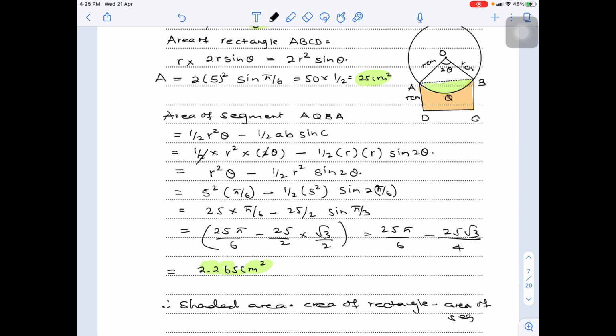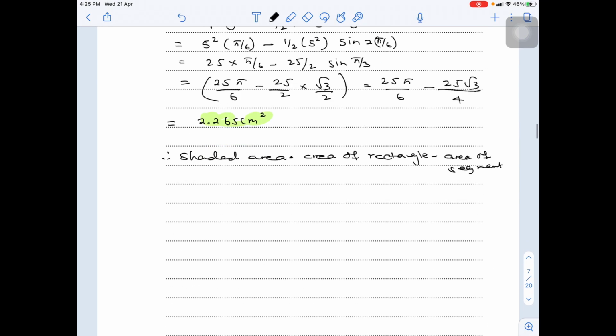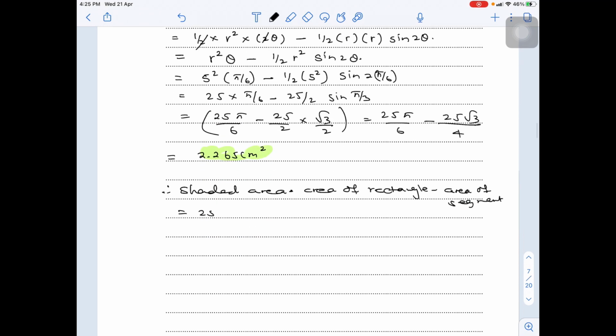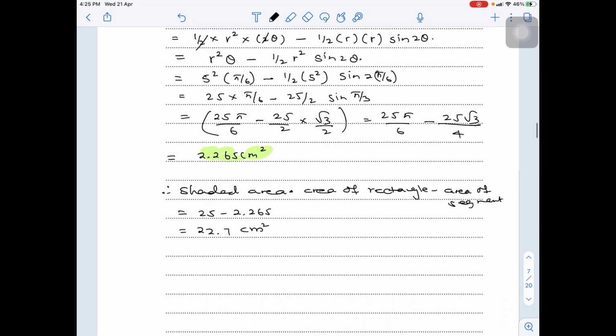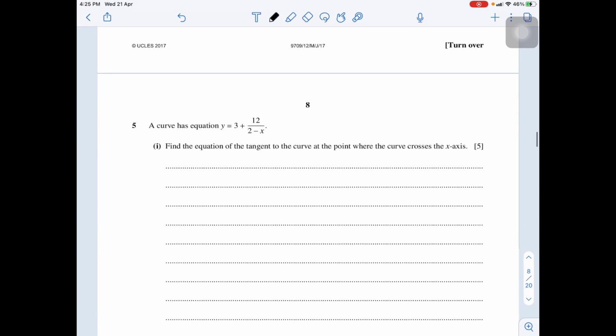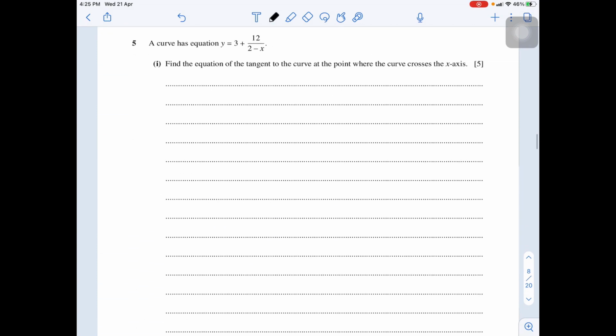of rectangle minus area of segment, which is 25 minus 2.265, 22.7 square centimeters. Let's try the next one.